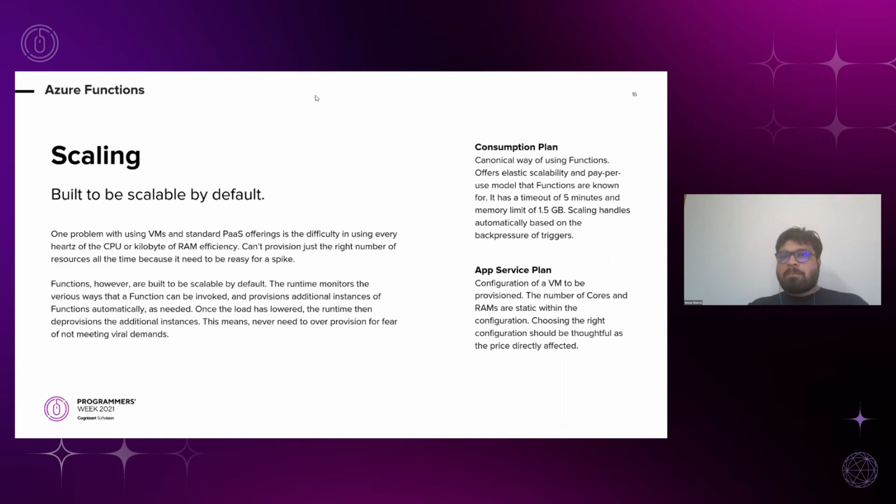When there is a huge number of requests or huge pressure on the trigger, the function will automatically scale. The vendor does this on our behalf. The function will scale based on the requirement, process all the data in parallel, and then go back and deprovision the instances. So we don't have to worry about backend pressure on our functions. It will be handled automatically.